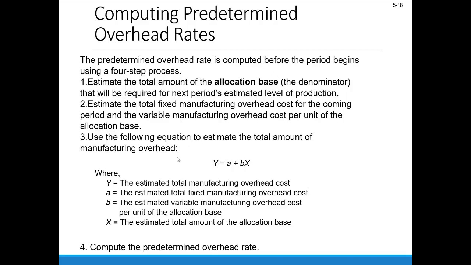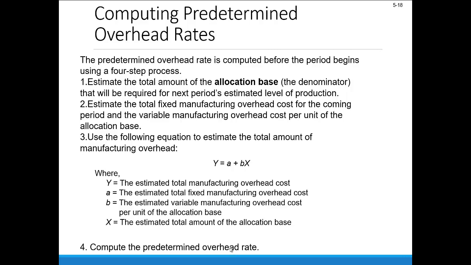Then we want to use our handy cost formula that we learned about in Chapter 1 to figure out what that total estimated overhead for the whole year is. So we'll take that fixed piece, represented by A here, and add to it the variable piece per unit we estimated, times our expected activity level in terms of that allocation base. This is just coming up with total estimated overhead for the period.